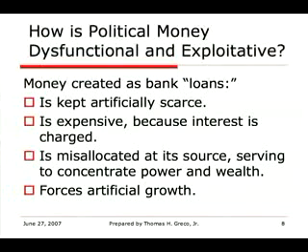It's kept artificially scarce. It's expensive because interest is charged for its use. And it's misallocated at its source, serving to concentrate power and wealth. And finally, it forces artificial growth. The compound interest formula mathematically is an exponential function. That means it grows at an accelerating rate. My first book, called Money and Debt, tried to exemplify that point on the cover with this curve that grows exponentially. That's the way debt is growing, and that is what is driving us to destruction.